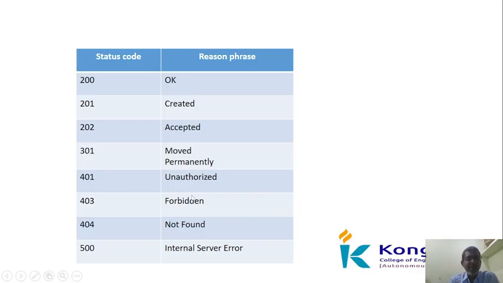Familiarly we know the 403. The 403 error appears whenever we are browsing some data on a website and something goes wrong. 403 is forbidden; the link has been broken or the data is not available. So we will get the 403 error. Like this, a lot of codes will be there, and the corresponding reasons will be given here. 201 is created, 202 is accepted, 301 is moved permanently, 400 is unauthorized, 403 is forbidden, 404 is not found, and 500 is internal server error.